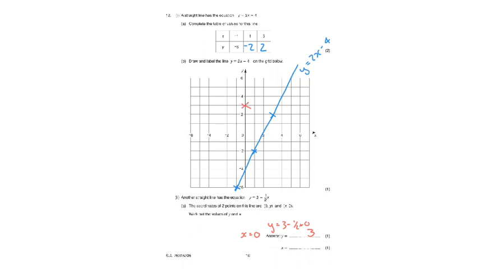Okay, then this one is a little trickier. When y is 0, 3 minus a half of something is going to equal 0. So that x has got to be 6. So 3 minus a half of 6 is going to give you 0. So when x is 6, y is 0.